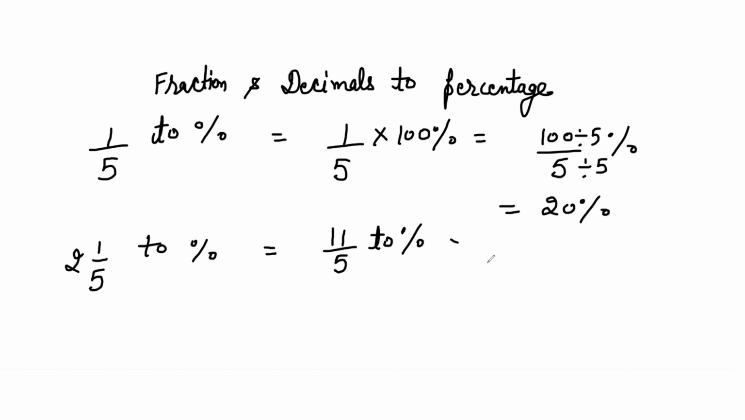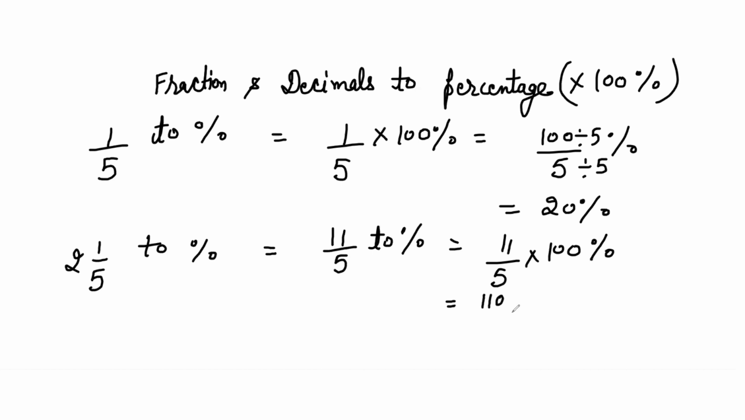So we'll get here 11 over 5 into, since we have to change it into percentage, we have to multiply it with 100%. This is the rule. So whenever you convert any fraction, any decimal number to percentage, you always need to multiply it with 100%. So now we can simplify it. 1100 over 5. I can simplify this with 5. And once I simplify it, I'll get here 220%. So this is about your fraction to the percentage.